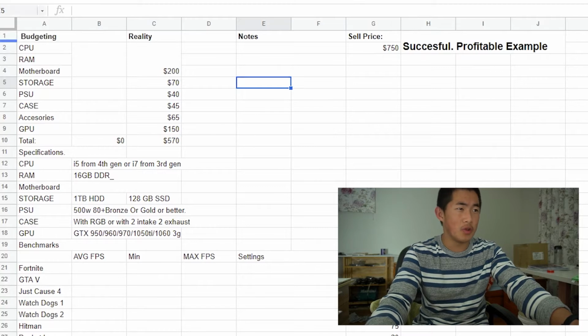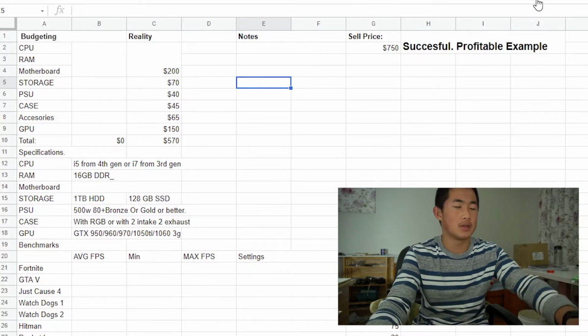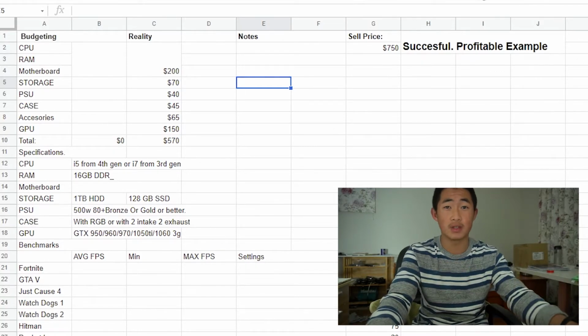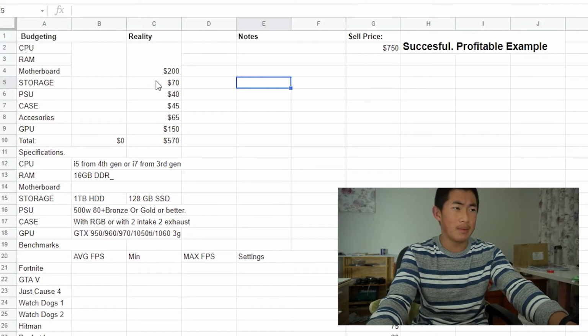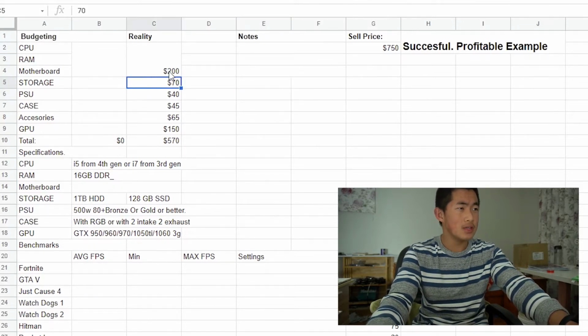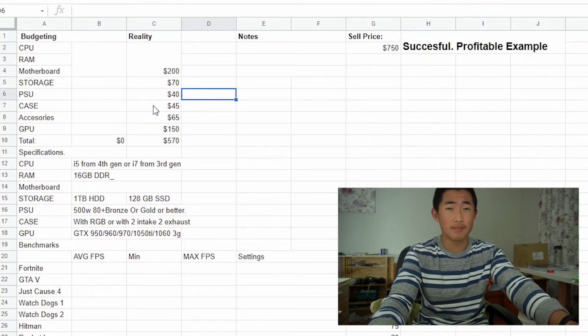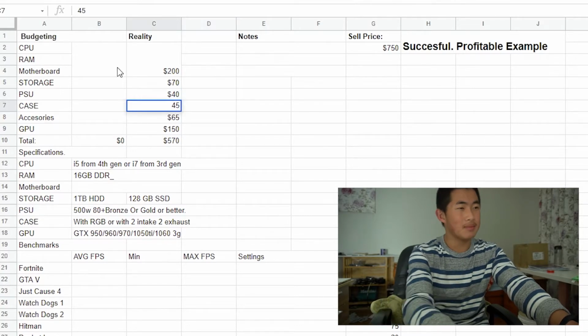This is the document you guys have, but I have my own personal one, which has all the spreadsheets for every computer I've sold in the past. I can't really show you that because it's got personal customer data on it. Usually the storage is $70. The SSD is around $40, and the hard drive is also around $40. Power supplies, I've been lucky to find them for about $50. $40 is pushing it. Cases, this number is getting inflated.